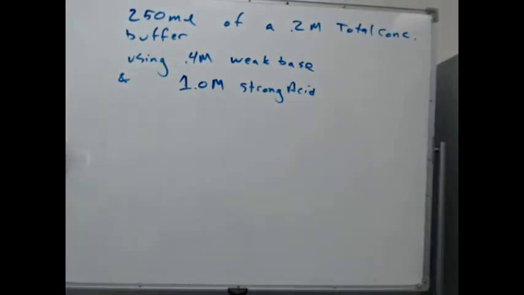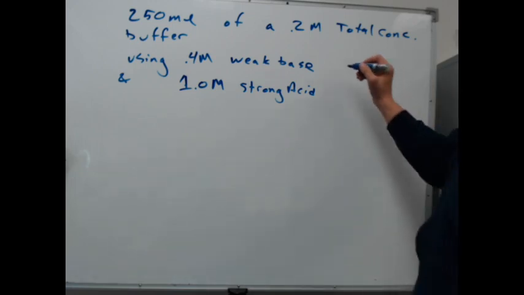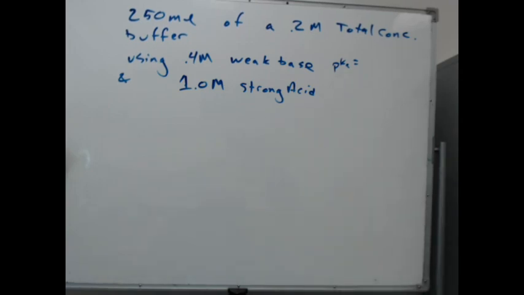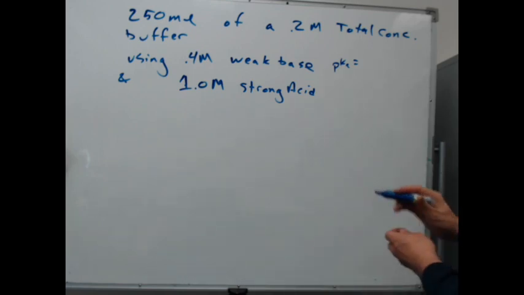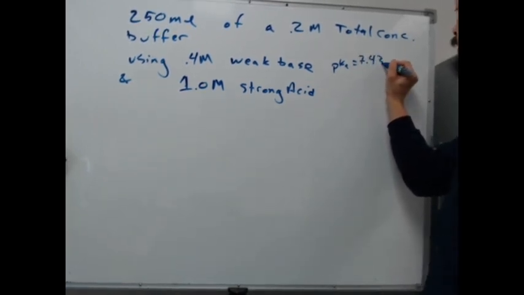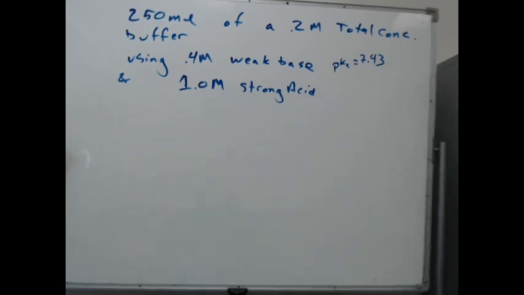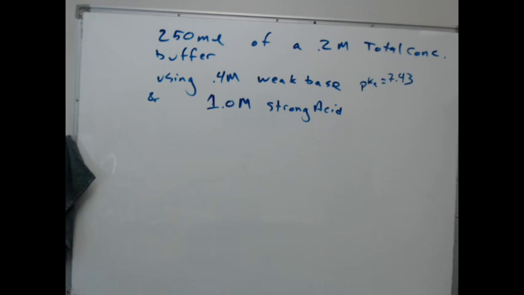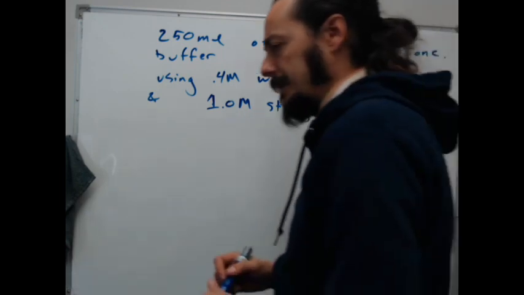The weak base that we're using has a pKa of 7.43. Right, so I didn't even make you convert it to a pKb. So what do we do? Let's say we get to this and we just have no idea what to do. We look at it and we say, okay, I don't know what to do.